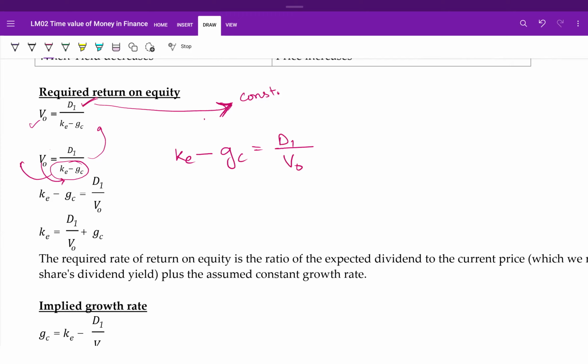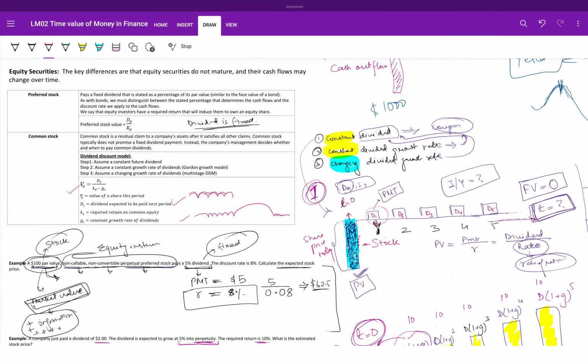And what we need to do is calculate the cost of equity. KE represents cost of equity. We will discuss this in detail, so don't worry about this, just understand the formula first. KE is the required return on common equity. So this is basically the cost, the required return on common equity.